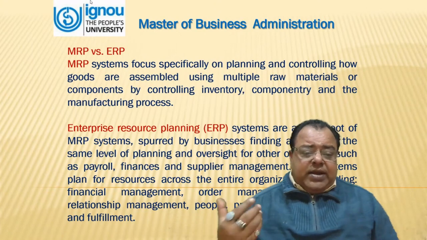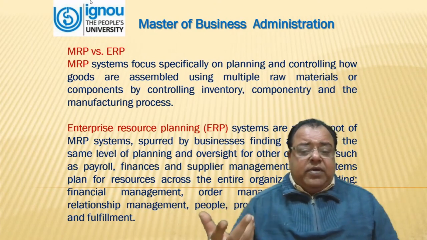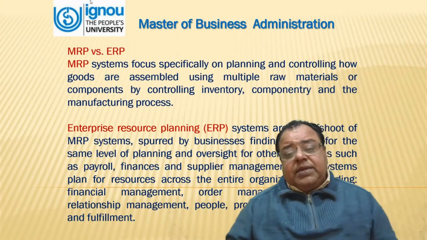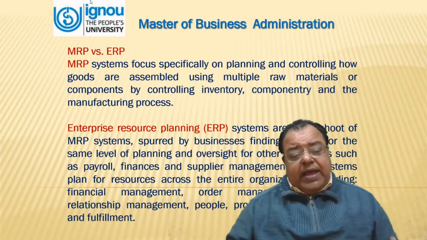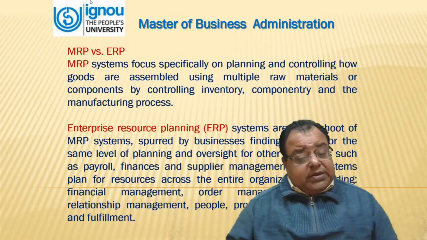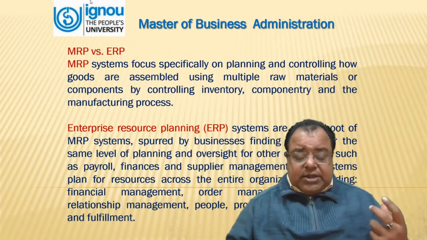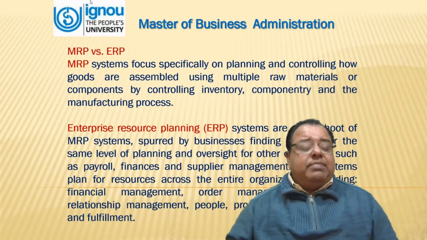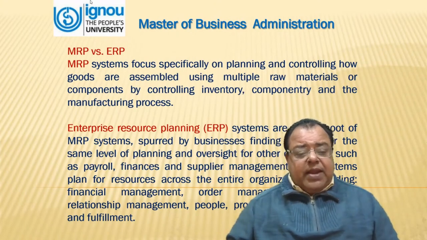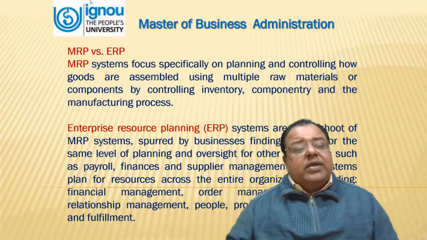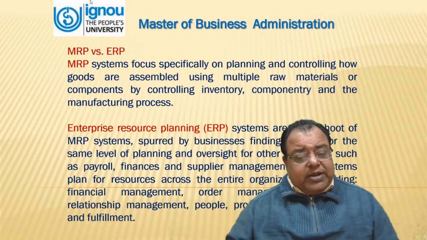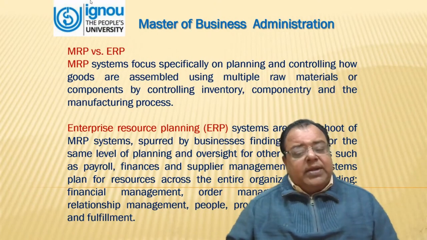On the other hand, enterprise resource planning system, that is what we call ERP, systems are an offshoot of MRP system, spurred by businesses finding a need for the same level of planning and oversight for some other operations such as payroll, finances, and supplier management. ERP systems plan for resources across the entire organization, including financial management, order management, customer relationship management, people, procurement, warehousing, and fulfillment.